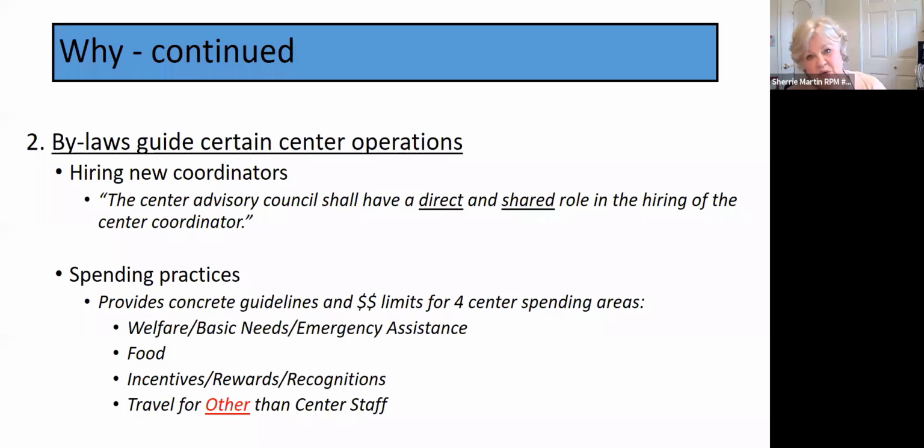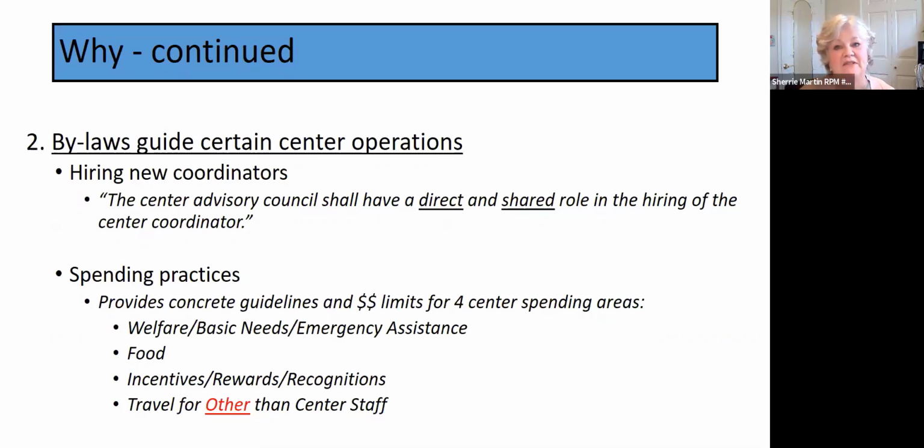coordinators. When it's time to hire a new coordinator, your superintendent has signed a contract with the cabinet that says, yes, we'll agree that the Center Advisory Council will have a direct, and this is a quote from the contract, a direct and shared role in the hiring of the center coordinator. So the other center operations that the Advisory Council has input in and is documented in the bylaws are spending practices of the center. So spending practices are in the bylaws.